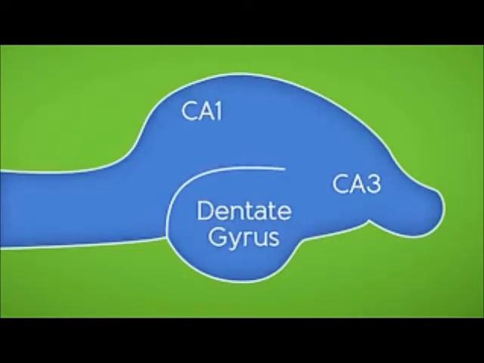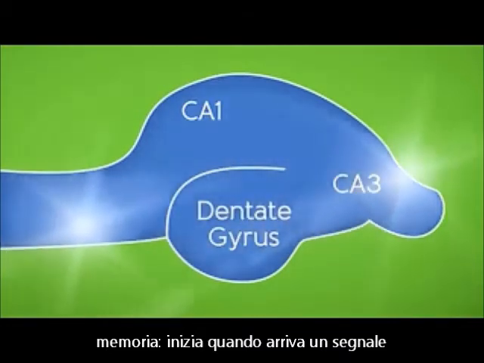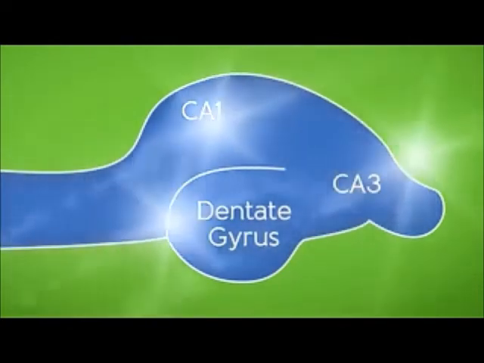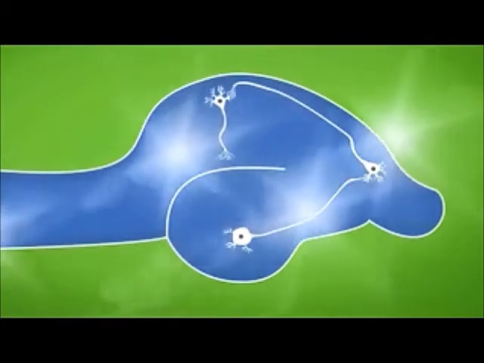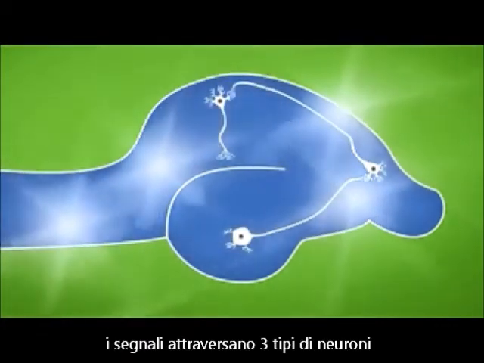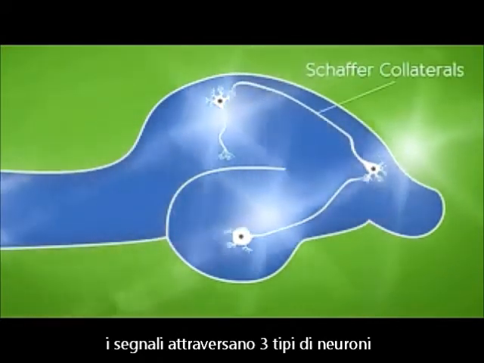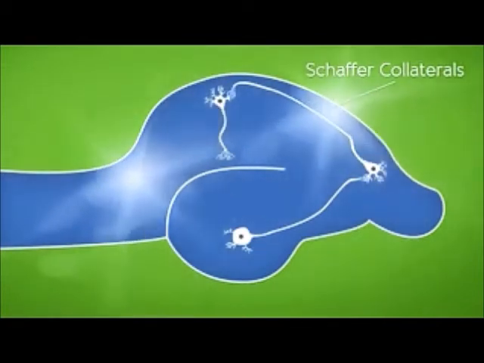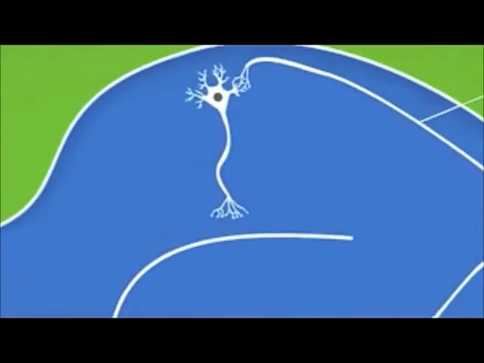Memory processing begins when signals enter the dentate gyrus from the entorhinal cortex via axons of the perforant pathway. Granule neurons, a type of cell within the dentate gyrus, synapse onto pyramidal neurons within the CA3 region. The CA3 neurons connect their axons, referred to as Schaffer collaterals, to the CA1 pyramidal cells. From here, the information is passed to the subiculum and then back out to the entorhinal cortex.